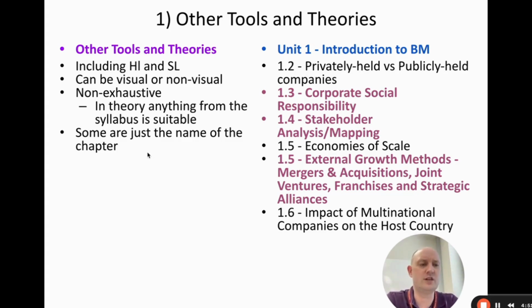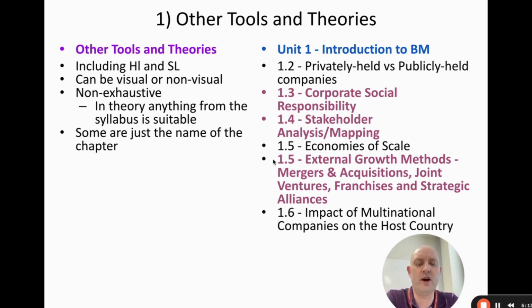And sometimes they're just the name of a chapter. So in Unit 1, Introduction to Business Management, I think corporate social responsibility is a good one. You've got the triple bottom line. Stakeholder analysis and mapping, I'm a big fan of this one. This is where you do the power interest, and you put stakeholders into the relevant box to see how powerful or interested they are. You can just Google stakeholder power interest matrix for that.